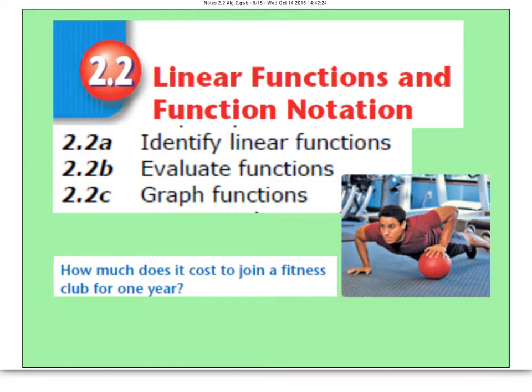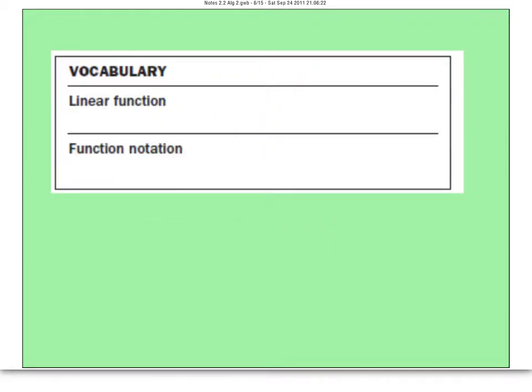Let's look at Learning Objective 2.2a, which is identify linear functions. A linear function is an equation that looks something like y equals 2x plus 1. The key here is when you look at the x value, the highest exponent you're going to see is a 1. That's what makes it linear. If you see an equation such as y equals 2x cubed, that is not considered linear because the exponent is higher than a 1. That is something else.